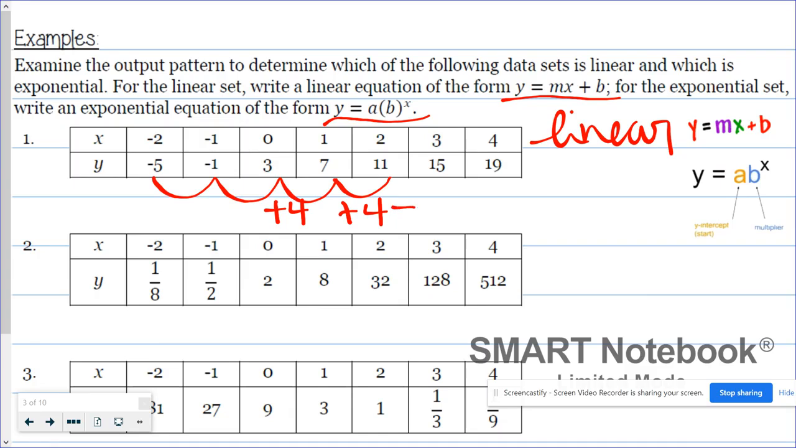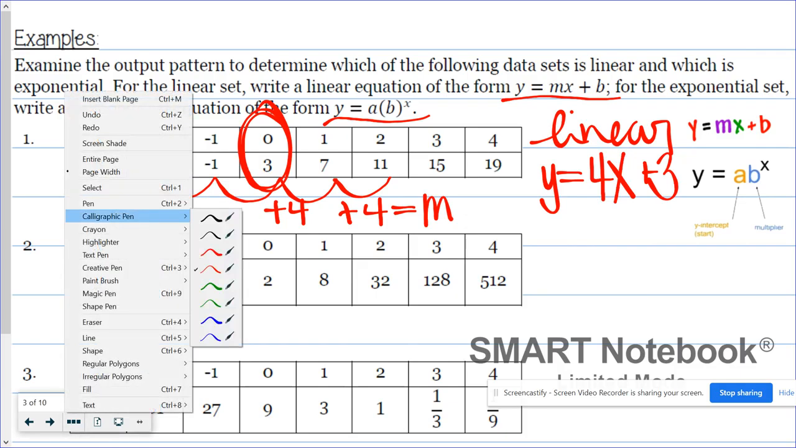That plus 4 is the value of m, my rate of change. The value of b is the initial value of the function, and in this one, that would be 3. So for my linear function, I'm going to write y equals, my m value is positive 4 times x plus my initial value, which is 3.